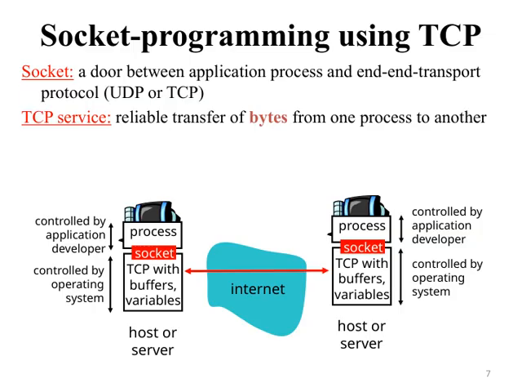So, in summary, socket programming with TCP involves a collaboration. The application developer defines the processes and data flow, while the operating system manages the transport and delivery across the internet. This setup is fundamental for building reliable networked applications that need guaranteed data transfer.